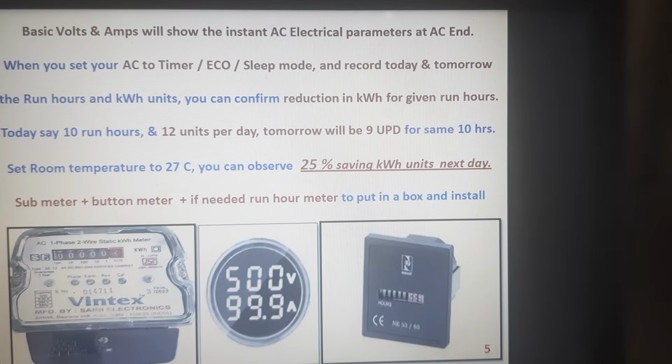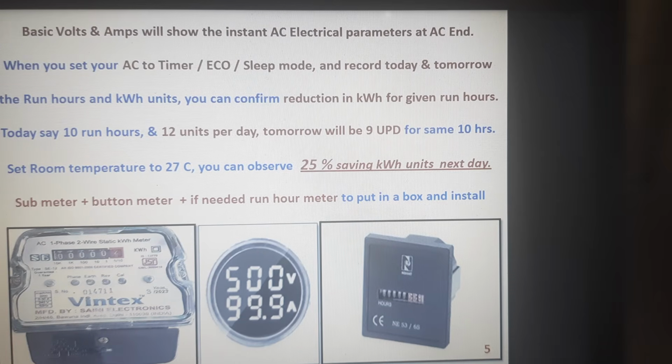Basic volts and amps will show the instant electrical parameters at the AC end. When you set the AC to timer or eco sleep mode and record today and tomorrow the run hours and the kWh units, you can confirm the reduction in kWh for the given run hours. Today, say for 10 hours, your AC consumes 12 units per day. Tomorrow it will be 9 units per day for the same 10 hours.